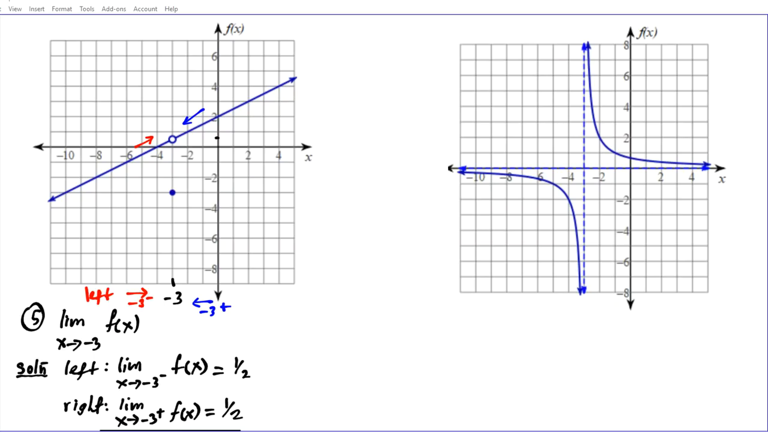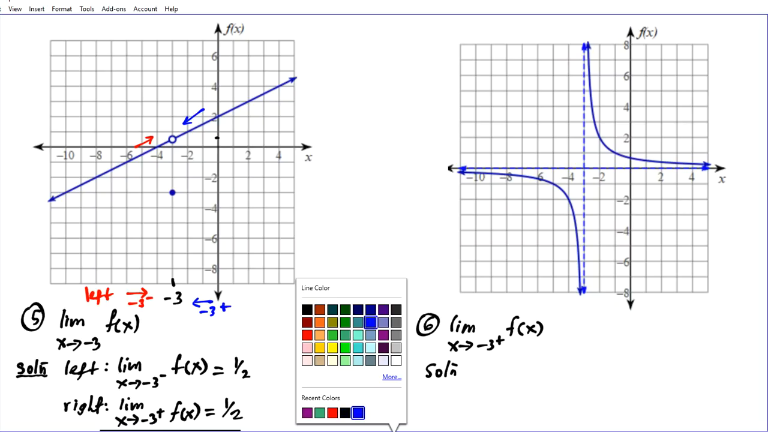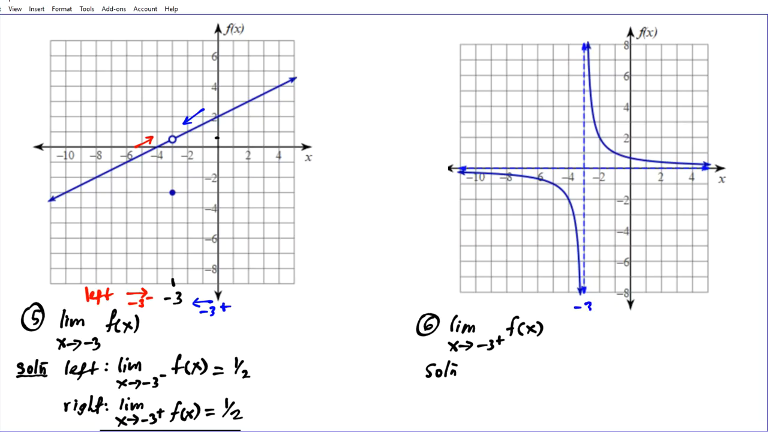Okay, so question 6. Let's take a look at this. For question 6, what if we were to find the limit as x approaches -3 from the right? Alright, so let's look at that. We're approaching negative 3 from the right. So this is negative 3 right here. We're approaching, change the color.